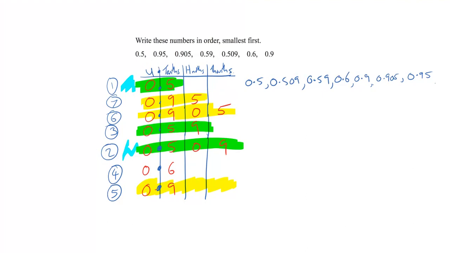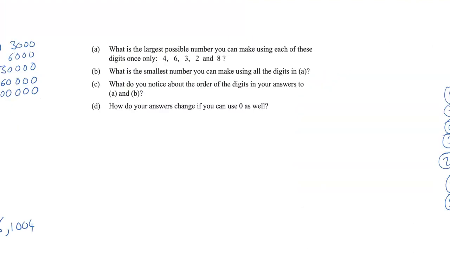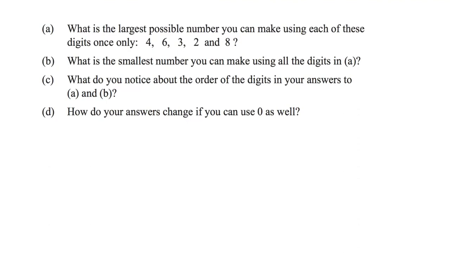Now let's do a little follow-up question. That's going to be a little challenging. So what is the largest possible number you can make using each of these digits only once? And we've got a 4, a 6, a 3, a 2, and an 8. So if we want to make the largest possible number, we want to make sure that the big number takes over as much as possible.